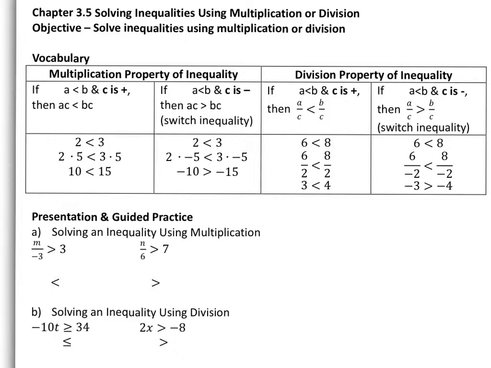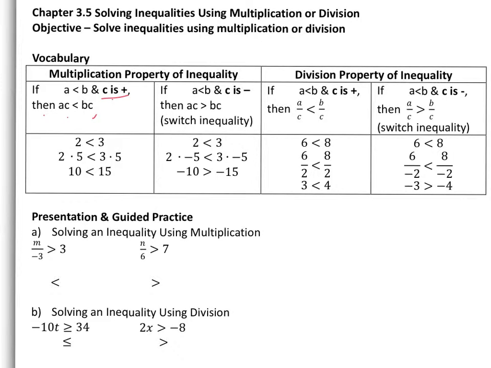3.5. Solving inequalities using multiplication or division. So here we have the multiplication property of an inequality and the division property of inequality. Let's first take a look at the multiplication property of inequality. If A is less than B and C is positive, then AC is less than BC.